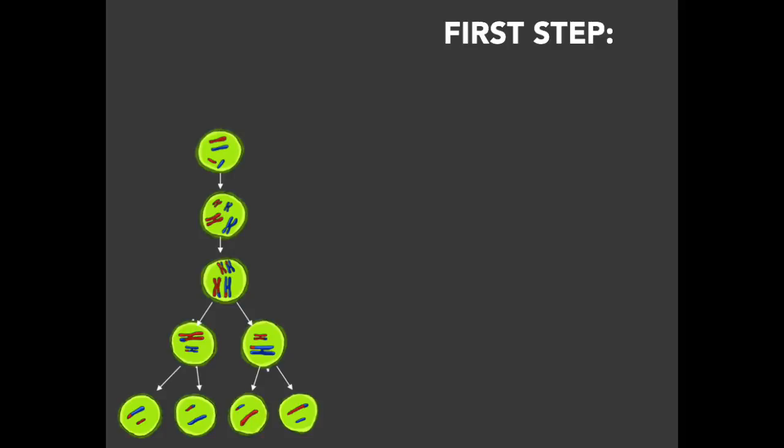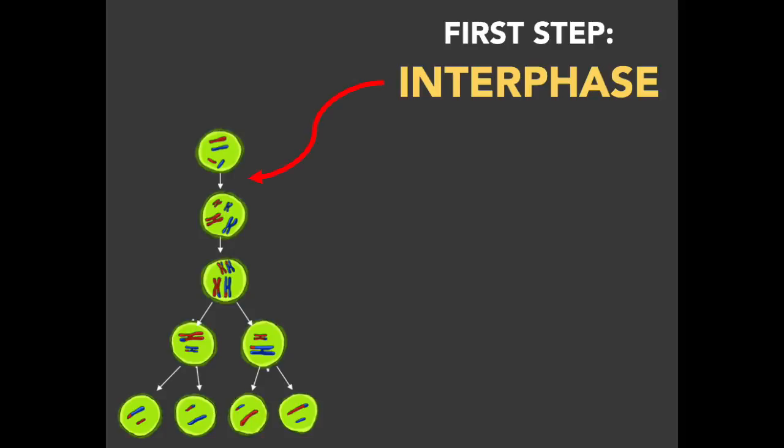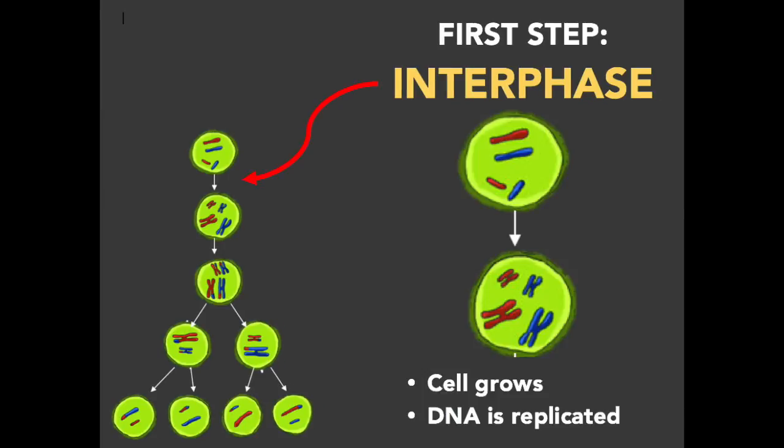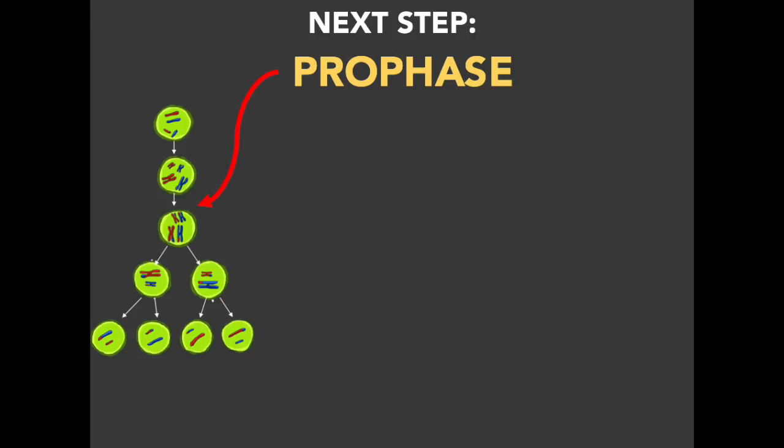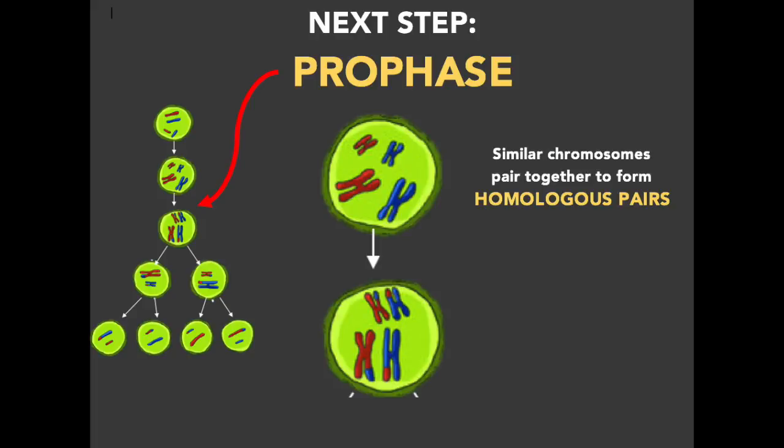Meiosis, much like mitosis, begins with interphase, where the cell grows and the DNA is doubled or replicated. After interphase comes prophase. Now what occurs during prophase explains why we look different from our parents or our siblings. During prophase, similar chromosomes will bind together, forming what we call homologous pairs.